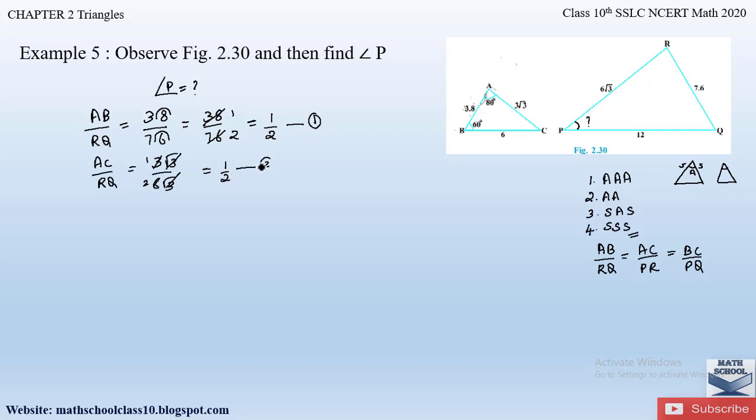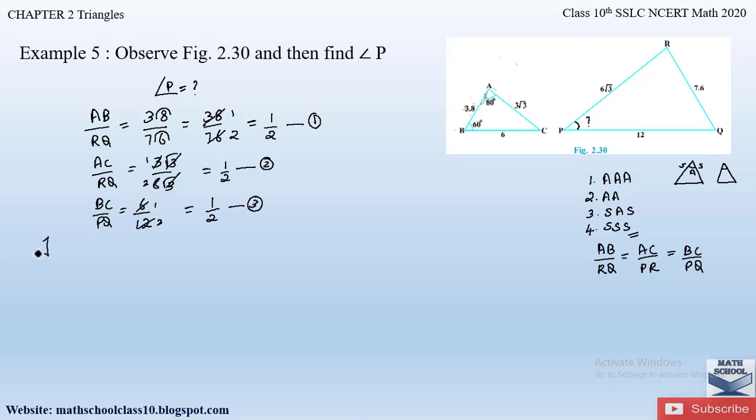So let this be equation number 2. Now let us take the third side, that is BC by PQ. So BC by PQ ratio will be 6 divided by 12. So 6 one time, 6 two times. Again we got the ratio as 1 by 2. So this will be equation number 3. Now you can notice that all the three sides ratio is equal. So by SSS criteria of similarity, we can say that the triangle ABC is similar to triangle PRQ, right?